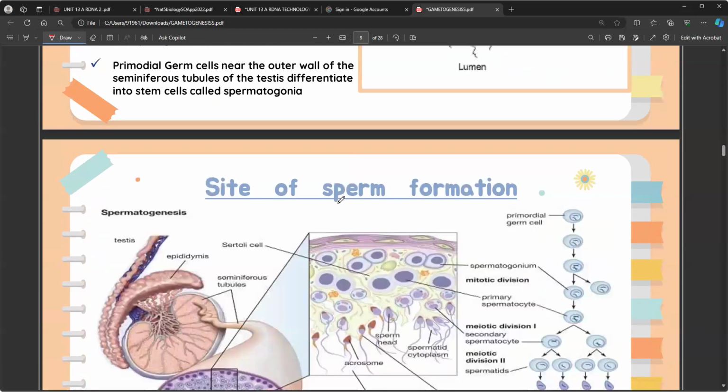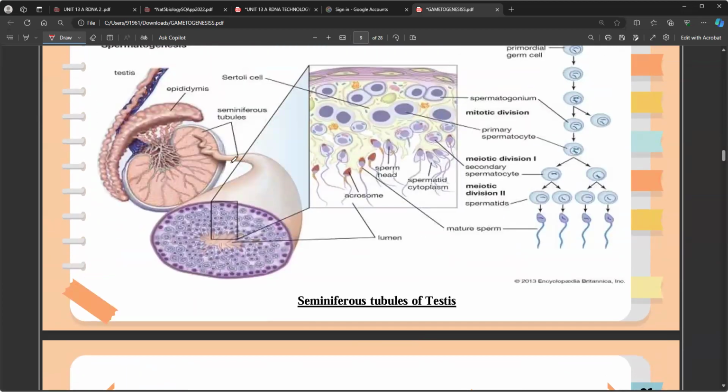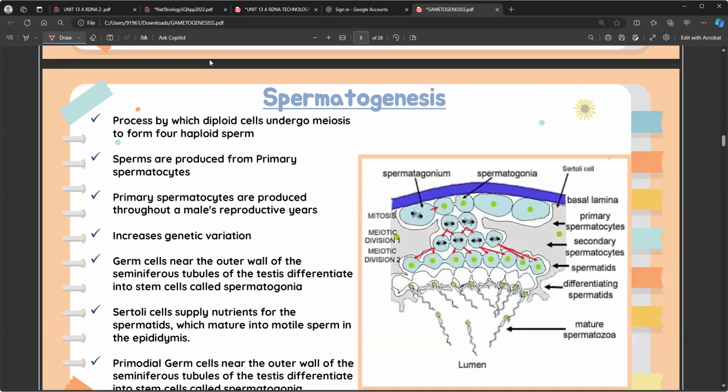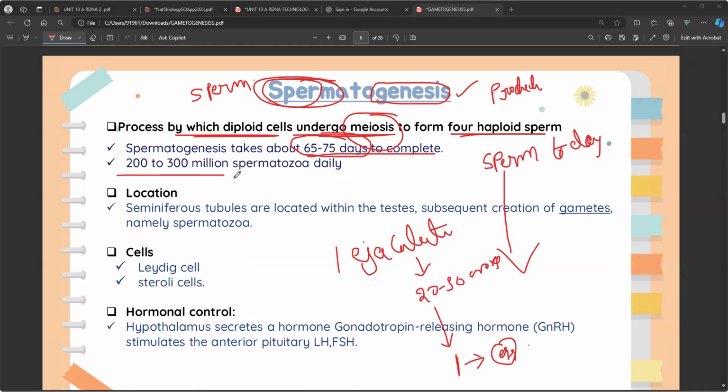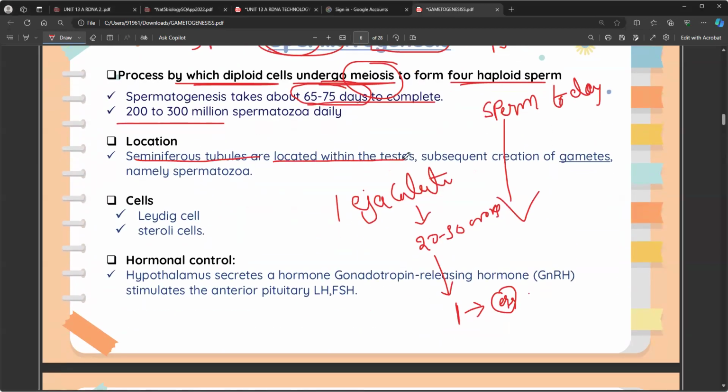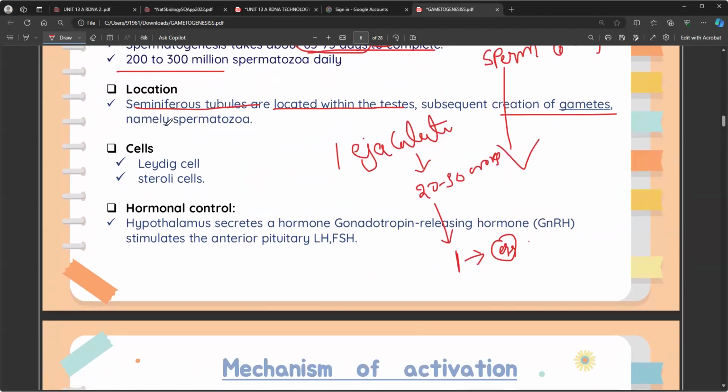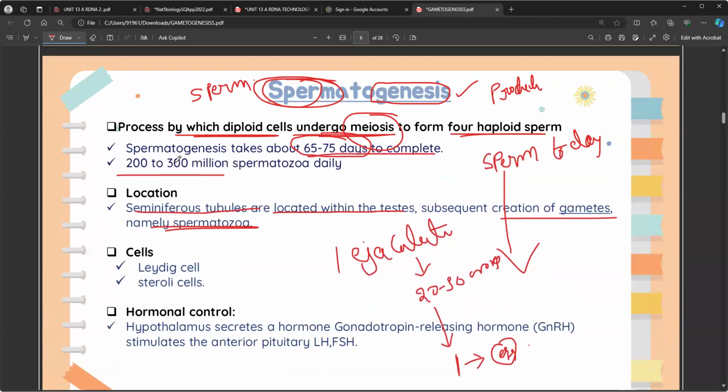The sperm is produced in the testes at a specific location. If you look into the cross section of the testes, you can see this picture very clearly here. There are many seminiferous tubules within the testes. Everyone remember, the seminiferous tubule is the region where sperm production starts. Don't get confused here. Understand the concept correctly. So listen. Seminiferous tubules are located within the testes, with subsequent creation of gametes, namely spermatozoa. We will discuss one by one.